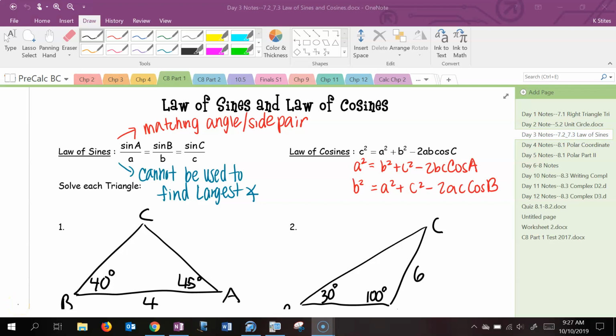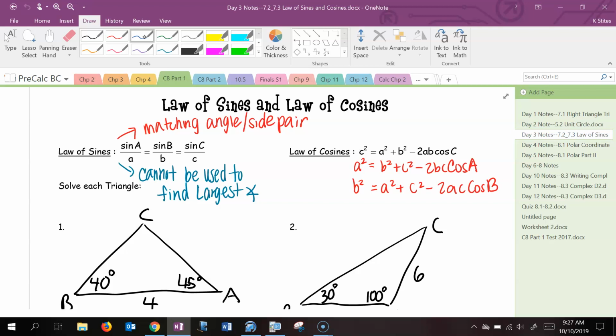Hello, Pre-Calc BC. Today we are going to be talking about law of sines and law of cosines. This is something that you definitely spent a day on last year in Honors Algebra 2, and then you may have done this in your geometry class the year before as well. So we are just going to be doing 5 examples on law of sines and cosines.